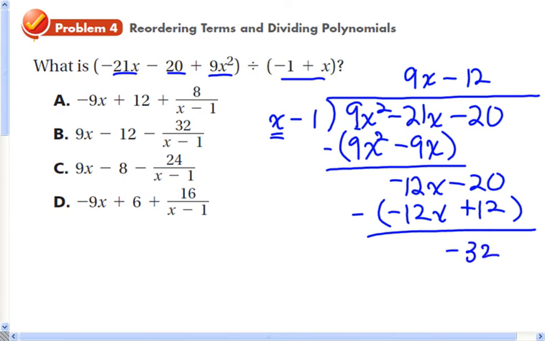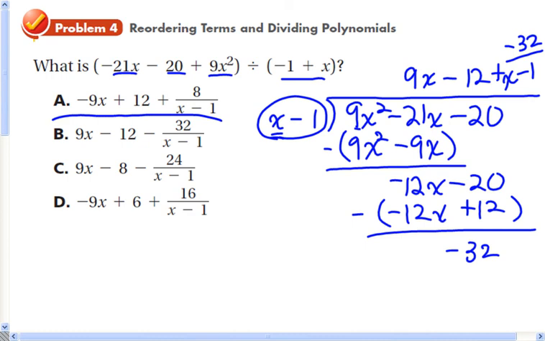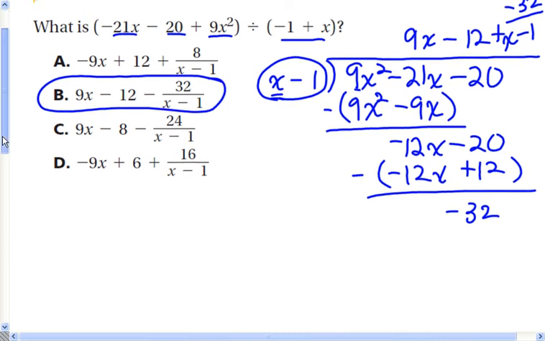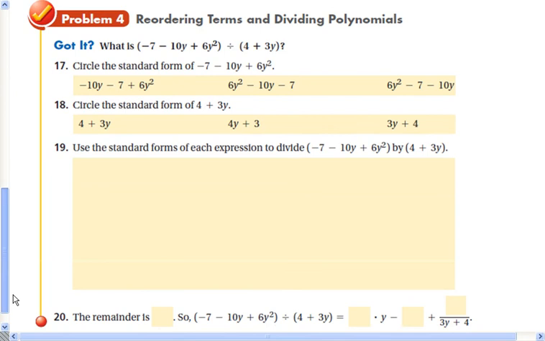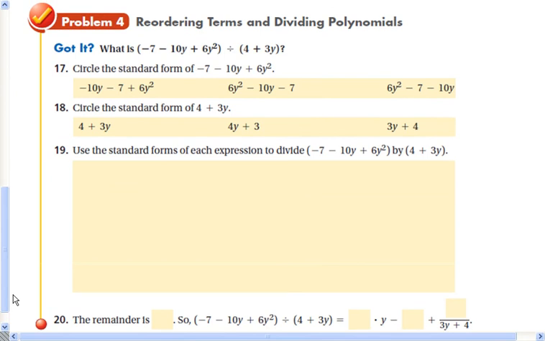Now, here I have a remainder, and the way I'm going to write my remainder is just as a fraction out of my divisor of x minus 1. So I'm just going to put plus negative 32 over x minus 1. And so that would be answer B. All right, you try it. Reorder to help you divide it.